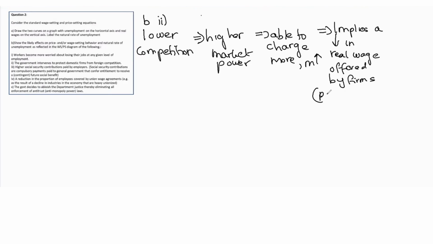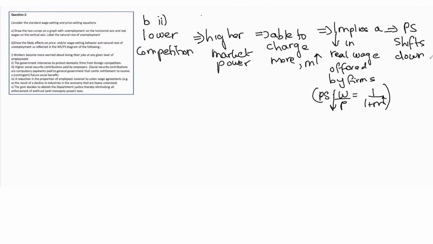As we know, the PS curve represents the real wage which firms are willing to pay, which is W by P equal to 1 by 1 plus M. So here we can see as markup increases, on the right hand side, there's a decrease in the real wage firms are willing to pay. And this we know causes the PS to shift down.